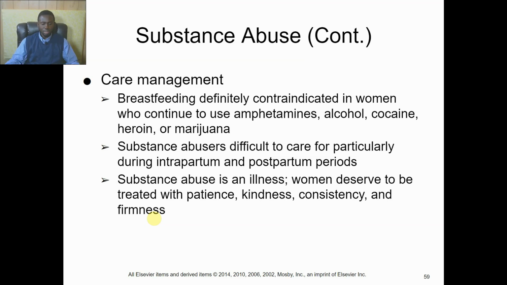Also, substance abusers are very difficult to care for, particularly during the intrapartum and postpartum period, because for example, the use of cocaine can cause preterm labor, and if the fetus is not well developed or has not reached viability, then it is going to be a loss, and also they are at an increased risk for hemorrhage.